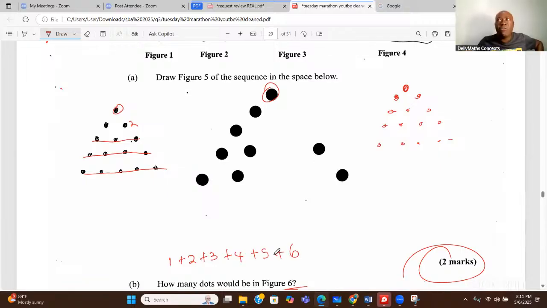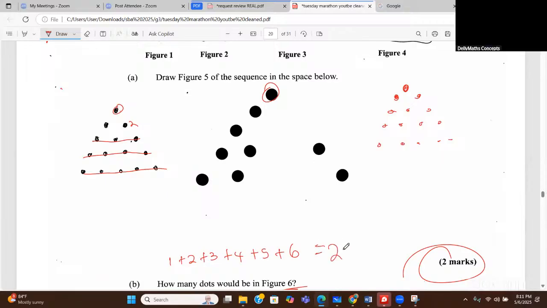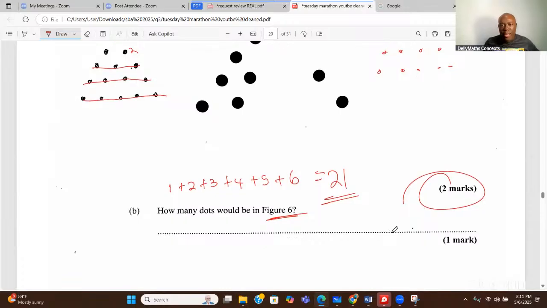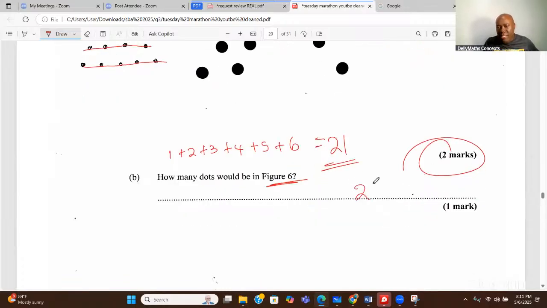Exactly. Which is what we keep doing, because if I'm going for the 6 figure, I will be adding 6 at the bottom. So now let's check this and somebody tell me what number you get. 21. Exactly. And the answer is definitely 21 dots that we have representing there. It's 1 mark because they're expecting you to just understand that you're adding.